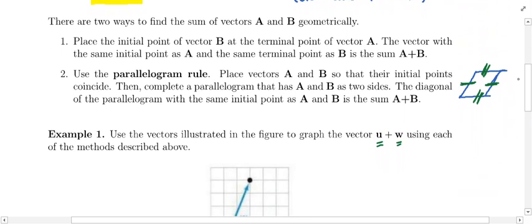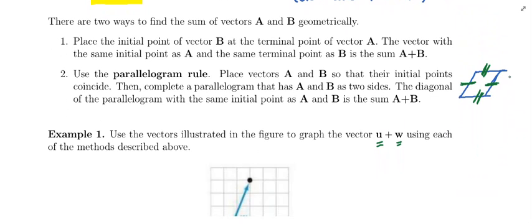Method 1 is the one where you start with the first vector, you draw it out, and then wherever that vector leaves off, that's going to be the initial point for the second vector. And then you will draw that vector in. The sum is going to be the vector with the same initial point as the first vector and the same terminal point as the second vector. So let's try this out.